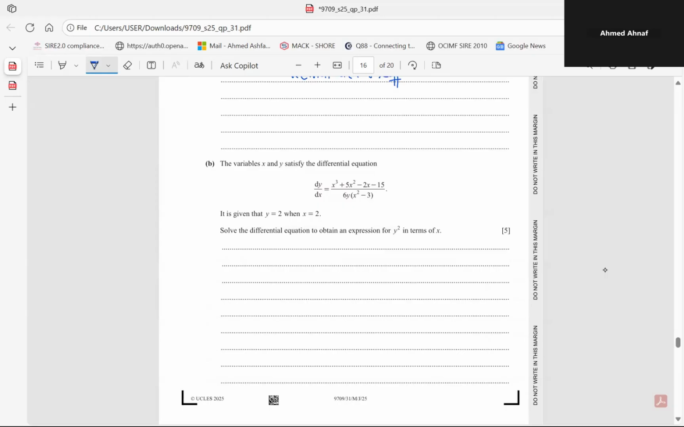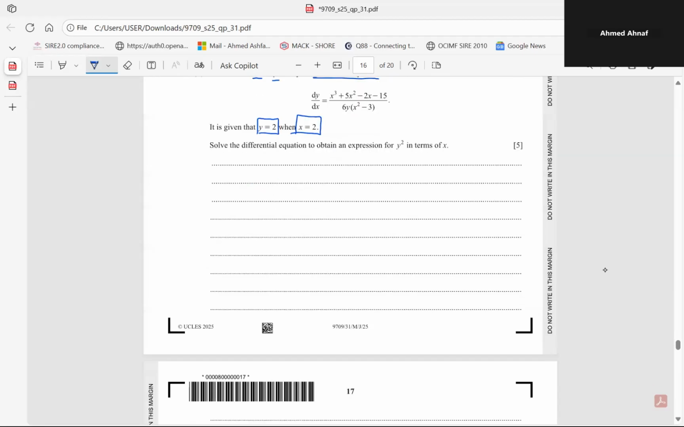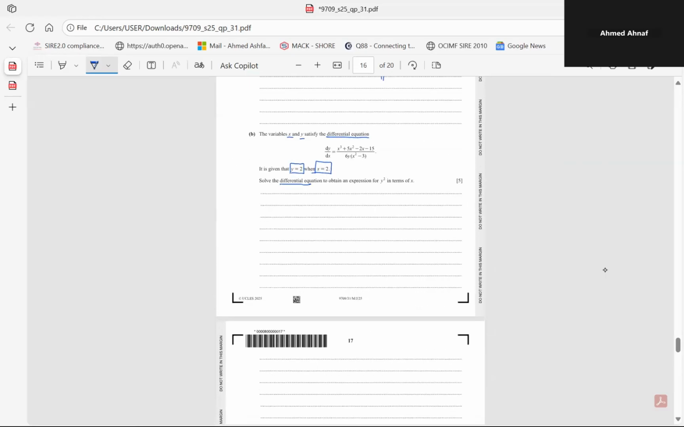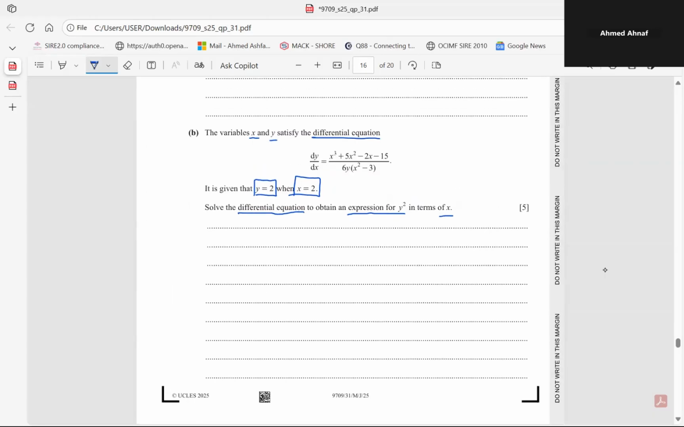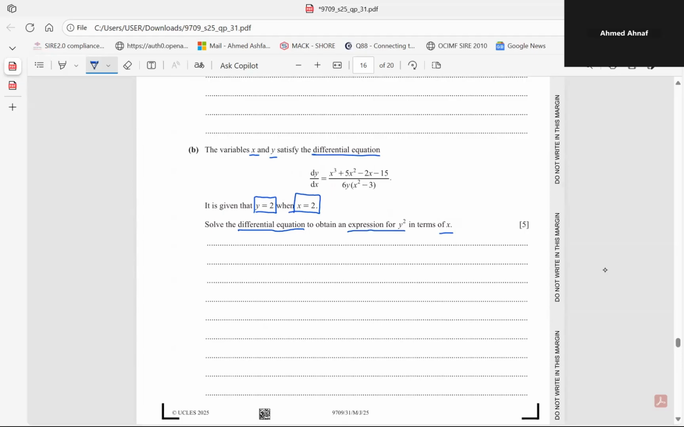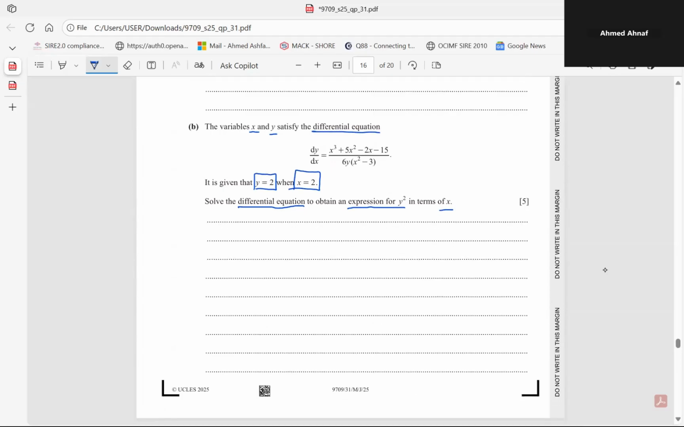Okay. And now we are given this differential equation with x and y, and we're given that y equals 2 when x equals 2. So these are our initial conditions. And here we're going to have to solve the differential equation to obtain an expression for y squared in terms of x. So we're going to have to make y squared the subject of our equation. Okay, so let's first write down the differential equation.